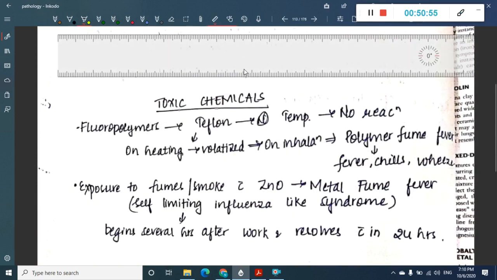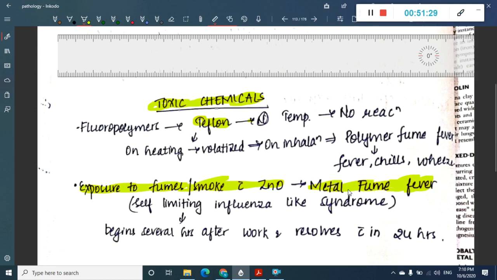Then you have one more thing, which is due to toxic chemicals. There are some toxic chemicals like Teflon or fluorochlorocarbons, or exposure to fumes of zinc oxide. When there is exposure to fumes or smoke with zinc oxide, we call it metal fume fever. This is a self-limiting influenza-like syndrome. Okay, so you see these two.